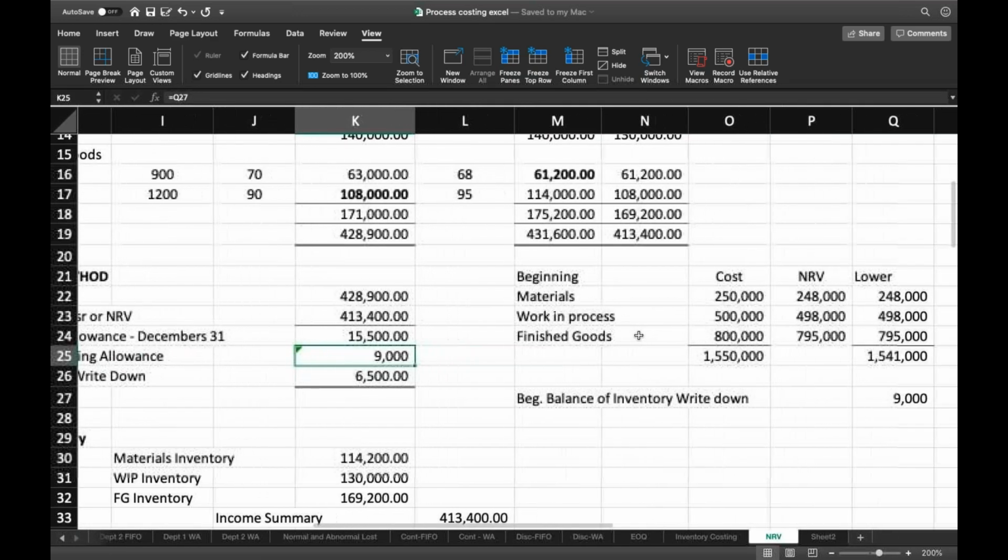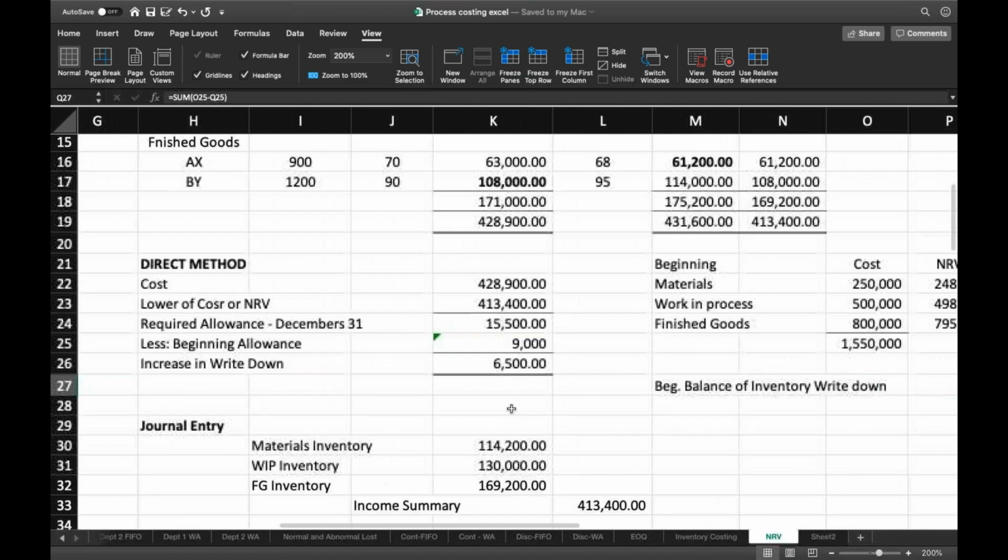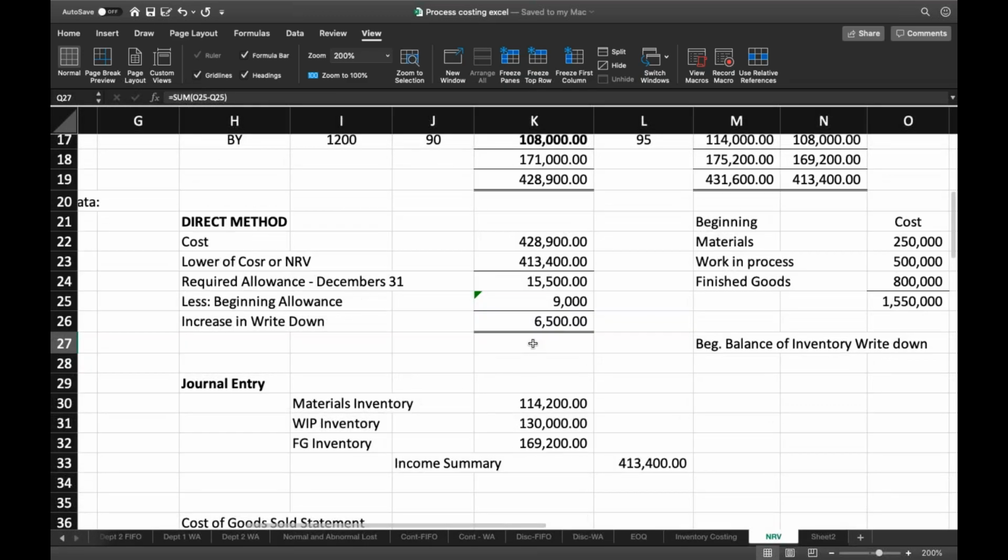para ma-identify natin magkano lang yung for the entire year, and that is 9,000. How did we get 9,000? Comparing the two, cost versus NRV, get the lower 1,541. So the difference between the two is 9,000. That's the beginning balance of inventory write-down. So in short, for this year, the increase in the write-down is only 6,500.